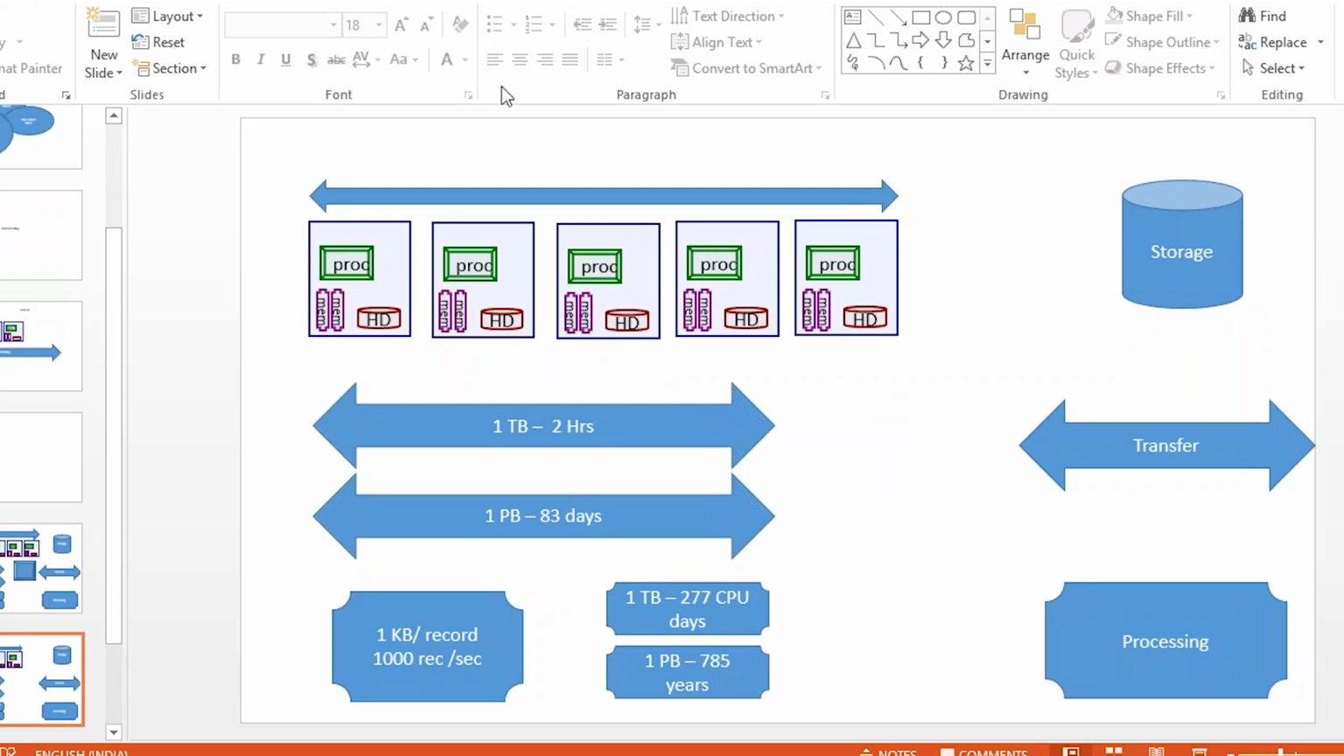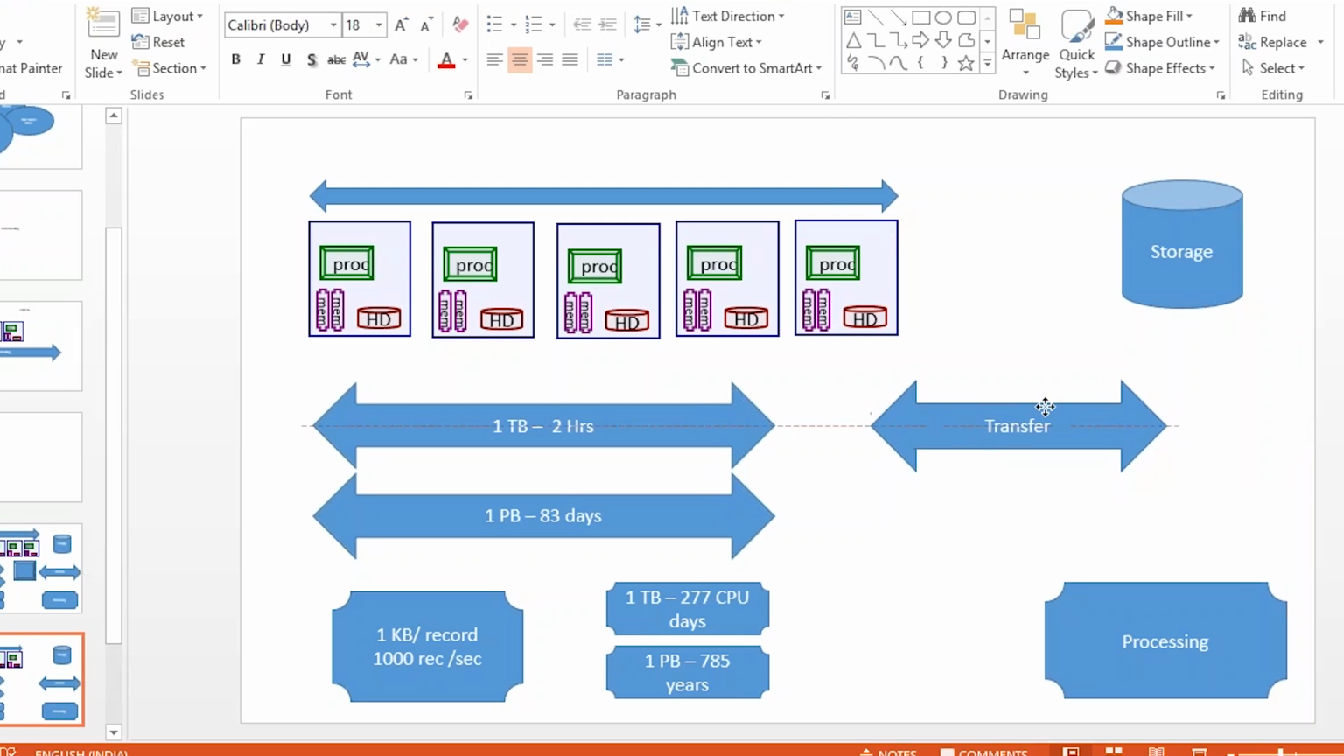Even if I have such a huge massive cluster, if I'm going to transfer such a huge amount of data, I'll end up spending 2 hours for every 1 terabyte of data, right? And for 1 petabyte, I'll spend 83 days. The same way, if I have 2000 terabytes, 2 petabytes of data, I'll spend around 150 to 160 days to bring the data to my compute area and then do the compute. So all these 3 problems need to be addressed.